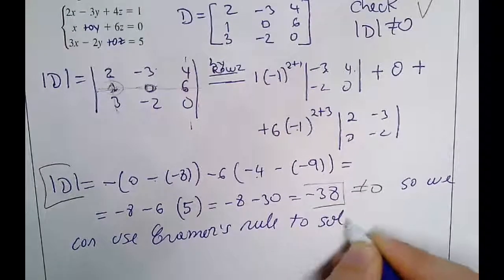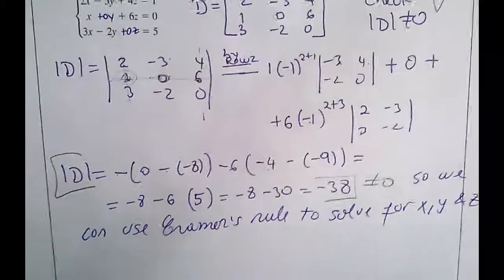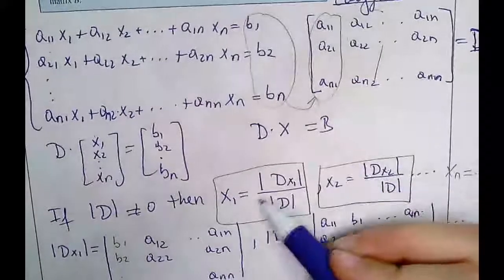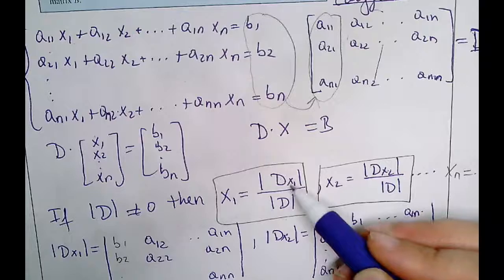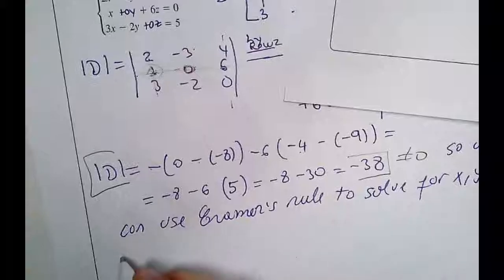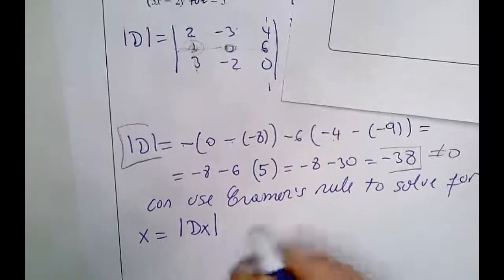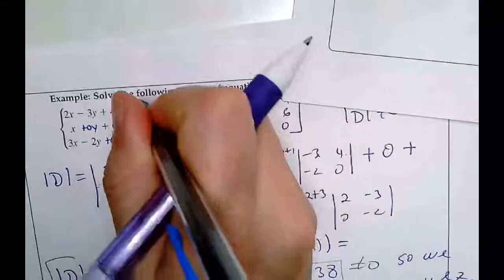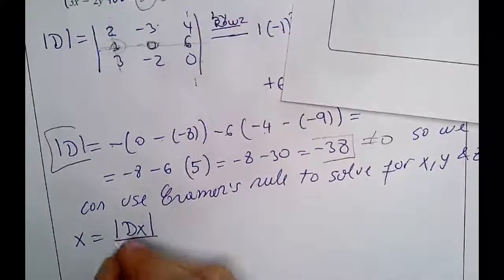To solve for x, y, and z, according to Cramer's rule, what is my x going to be equal to? My x is going to be equal to the determinant of x, so removing the column corresponding to x and replacing it with the constant terms. So x is going to be equal to the determinant of D where I remove the column for x and replace it with the constant terms, our b, which is right here, 105, divided by the determinant of D.